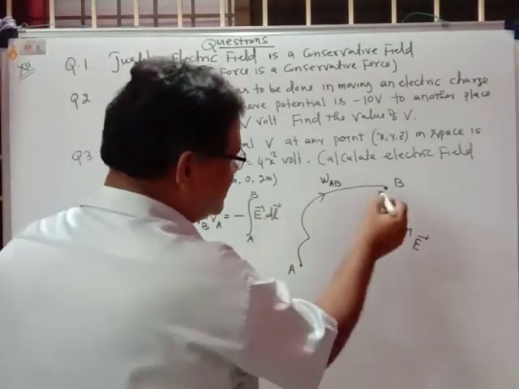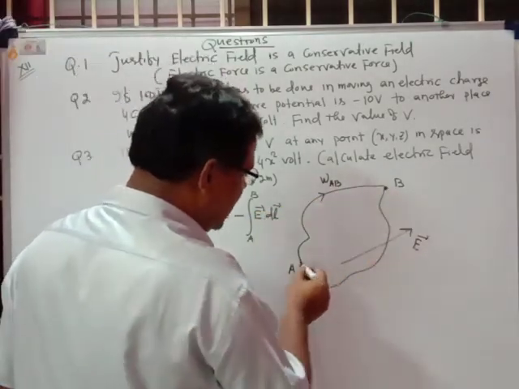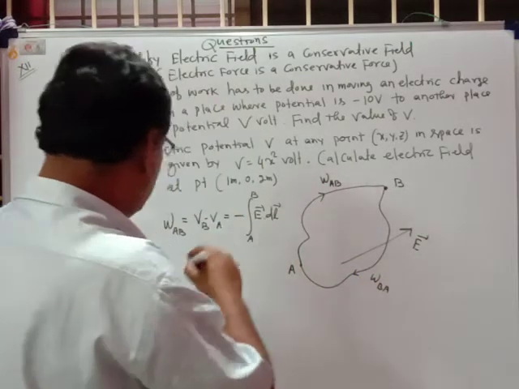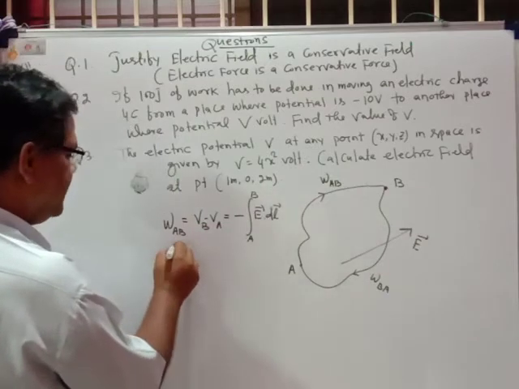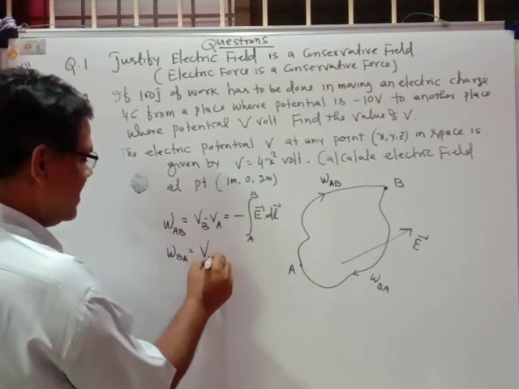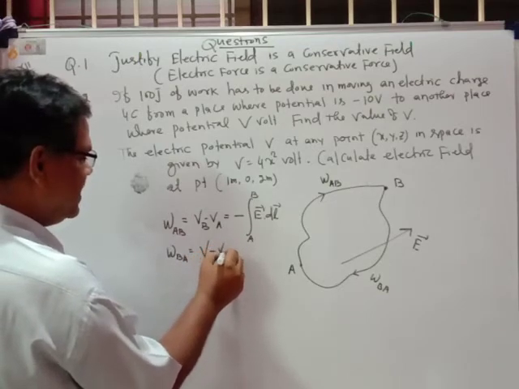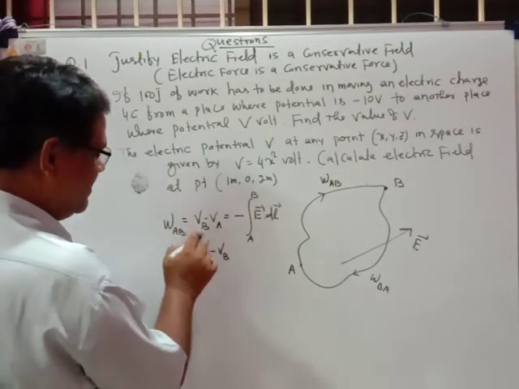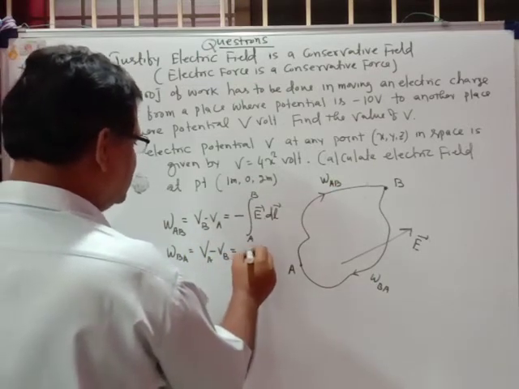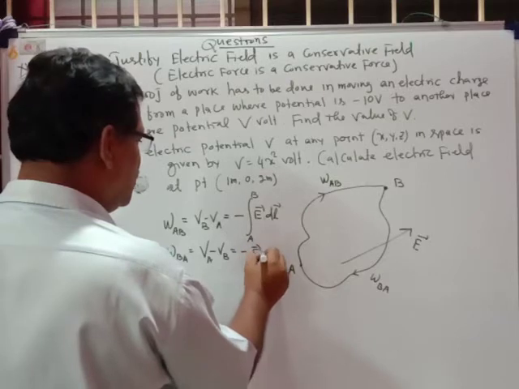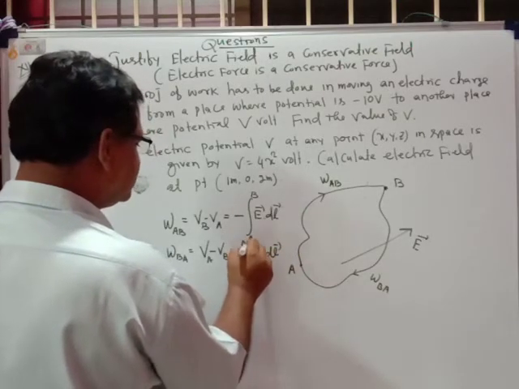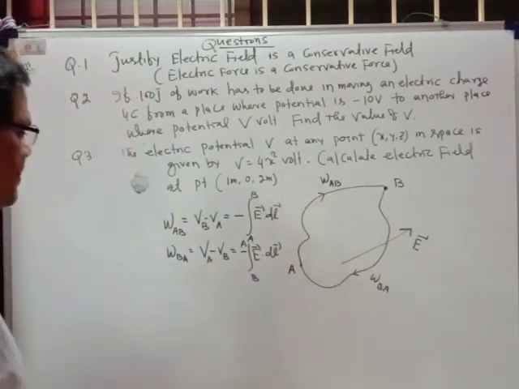If you bring the charge from B to A along this path, that will be W_BA, and you use the same formula. W_BA, from B to A, is equal to VA minus VB, which is equal to minus the integral of E vector dot dl vector, with the integration from B to A.